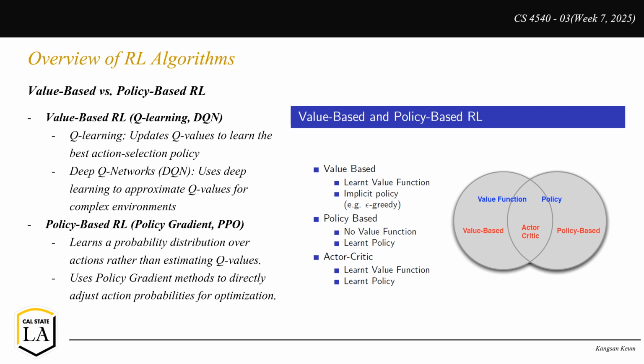Second is policy-based RL. Instead of estimating values, these methods learn the policy directly by adjusting probabilities of actions through trial and error. First is policy gradient, which optimizes policies based on expected rewards. The other is proximal policy optimization, which we'll discuss next, and which improves the stability of policy learning. Each approach has its strengths. Value-based methods work well in discrete action spaces, while policy-based methods are more effective for continuous control tasks such as robotics.